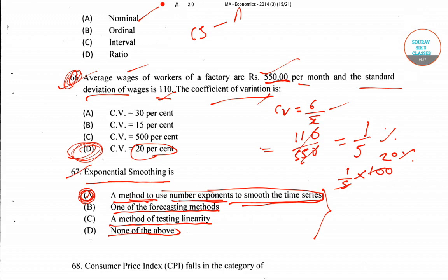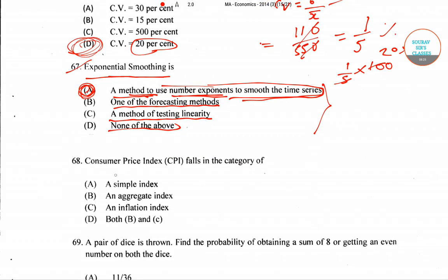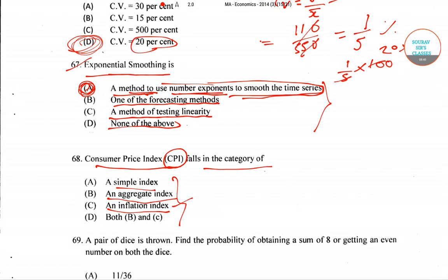So now we'll come to question number 68. In question number 68, it is given consumer price index, which is CPI, falls in the category of, four options are given: a simplex index, an aggregate index, an inflation index. So out of these three, we know the right answer is option C, that is CPI is an inflation index. So for question number 68, the right answer is option C.